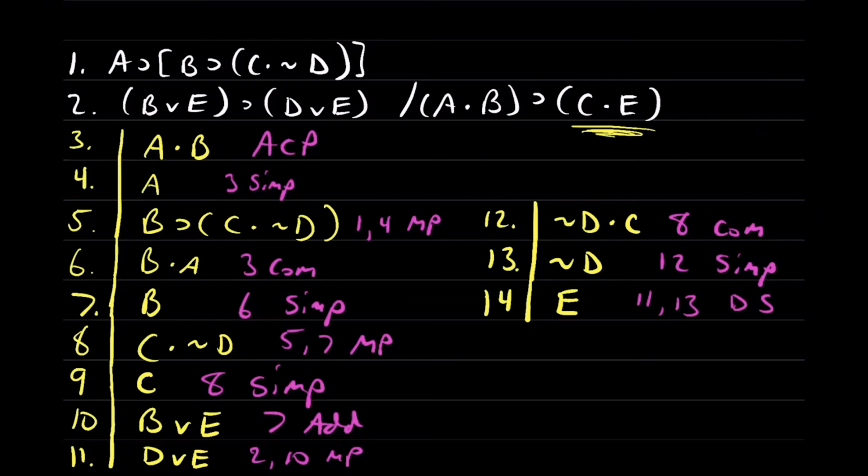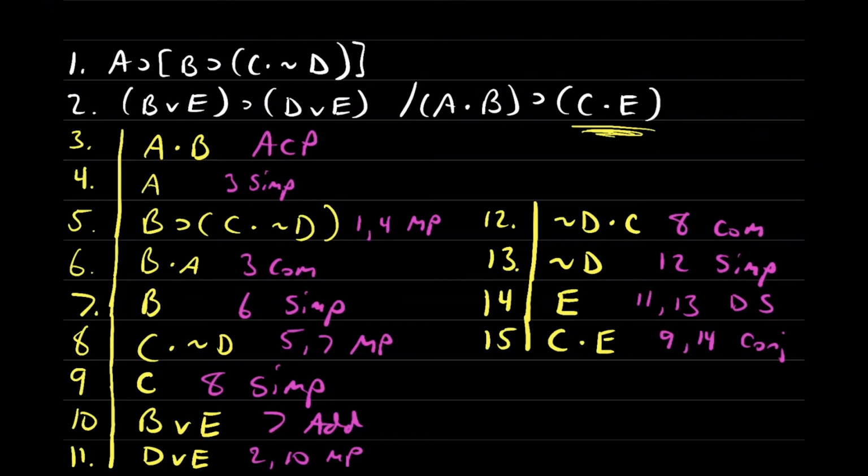But we're not quite done. We said that we assumed A and B is true. That's what we did on line 3. And we were trying to get C and E on its own line. Well, we have C, we have E. We just need to conjoin them together, still inside the scope of this vertical sequence, C dot E. And that's going to follow from line 9 and 14 by conjunction.